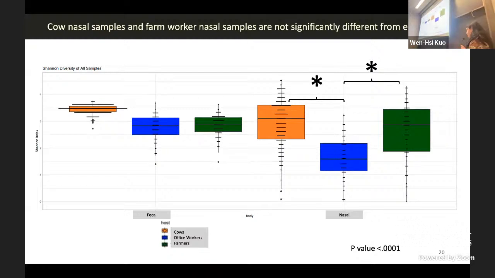So I put the fecal stuff last just because it was semi-unsurprising that the humans and cows are very different. And so this is the same alpha diversity plot, but now with the fecal stuff on the left side, you can see that cows just have a lot more going on in their gut than humans do, and that the humans are pretty similar.